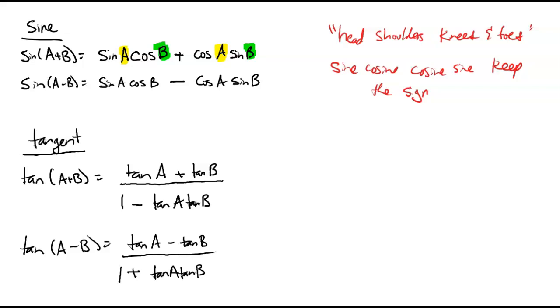So how can I use these identities? Let's take a look at some examples. Let's find the exact values. Here's our first one: the sine of 11 pi over 12.